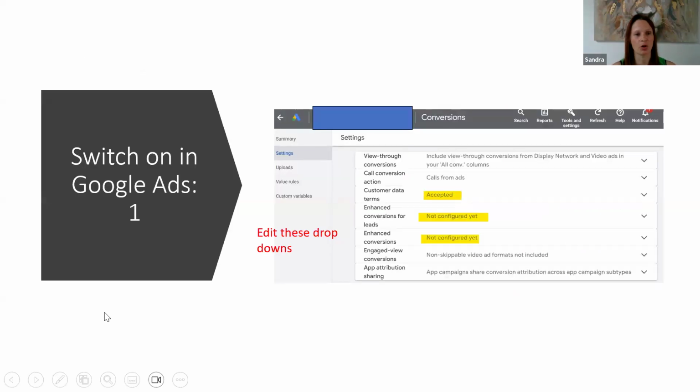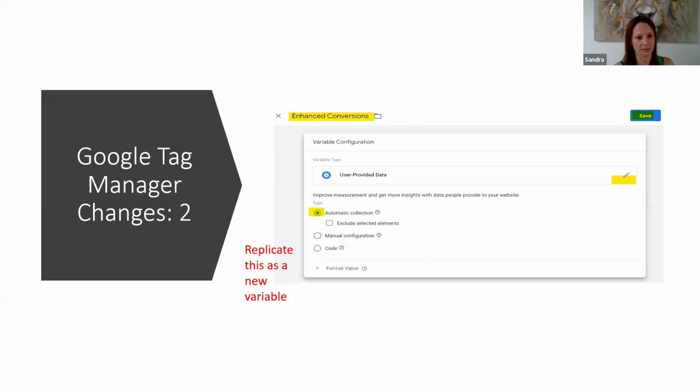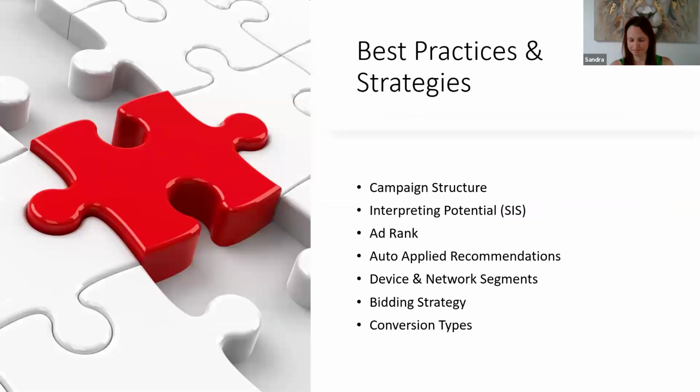So you need to switch on enhanced conversions in your Google Ads account. Again, I've done the screenshot of where you need to go, so you can pop back later and have a look. You'll also need to make some changes in your Google Tag Manager to how your events are triggered. And there are some screenshots of what you need to change. So that's the heavy bit done.